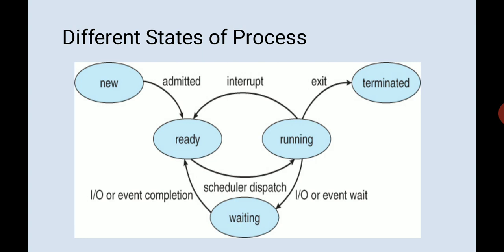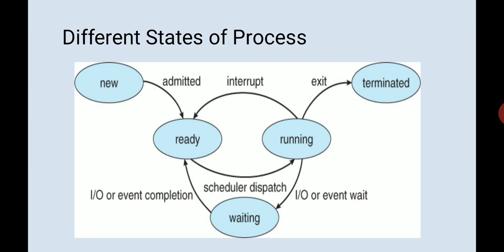And there are various arrows going from one to the other. New means something new, like the name suggests. You can guess something from the name also in the diagram. From new it's admitted to ready, then from ready it goes to running, and it exits by terminated. From running it comes back to ready by an interrupt, from running it goes to waiting by an input output event, and from waiting it goes to ready by event completion. From ready to running it goes by scheduler dispatch. So you can see some information from the figure.